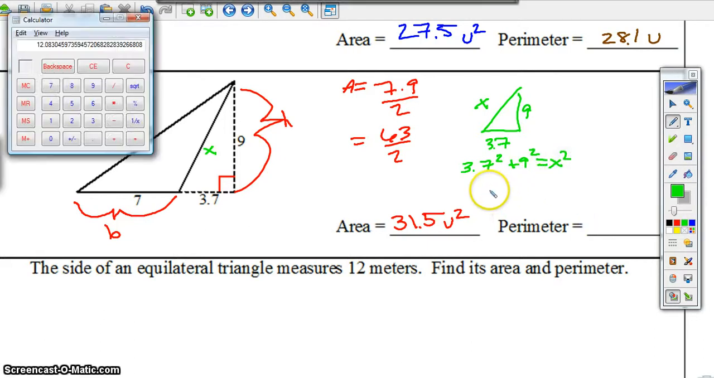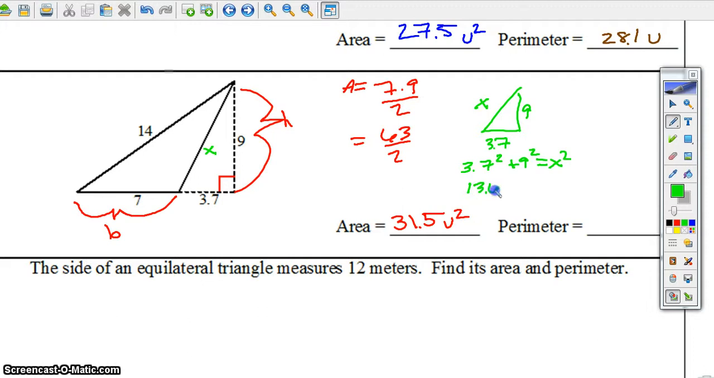3.7 squared plus 9 squared equals x squared. So 3.7 squared is 3.7 times 3.7, 13.69. Plus 81, and that equals x squared. So 13.69 plus 81 is 94.69.